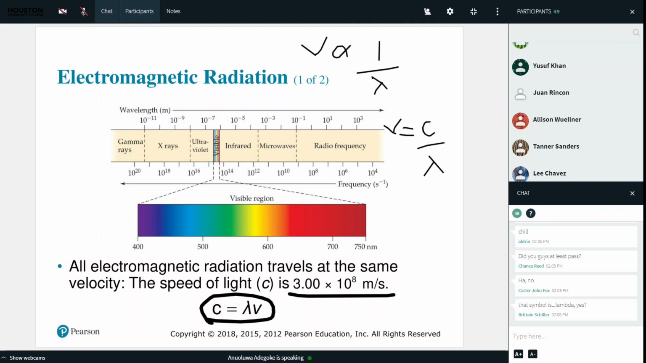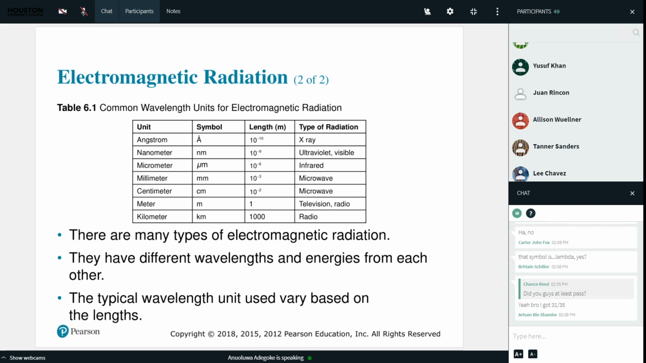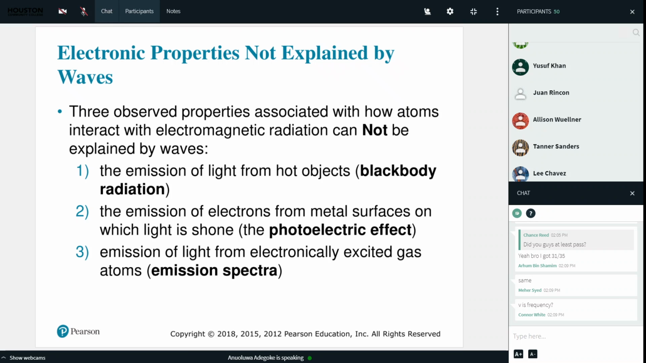This symbol, nu, is for frequency. This symbol, lambda, is for wavelength. And c stands for the speed of light. So these are the different lengths of electromagnetic radiation, the types and their lengths. Let's keep moving. Yes, v is frequency.